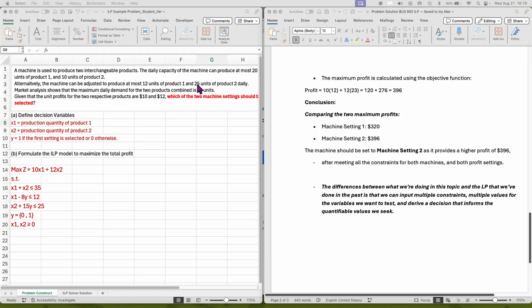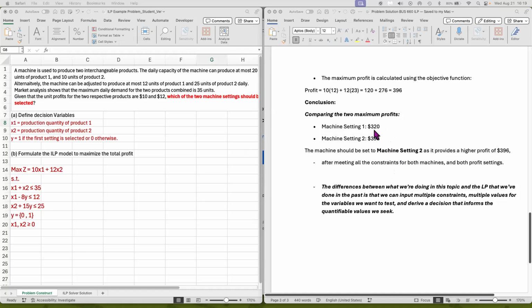We don't want to produce any more than 35 units of both products combined because we would have waste. So we don't want to waste. We want to maximize our profit by not having to subtract waste out of that. So machine setting 2 provides a higher profit, and it meets all of the constraints for both machines, and we can look at the profit settings.